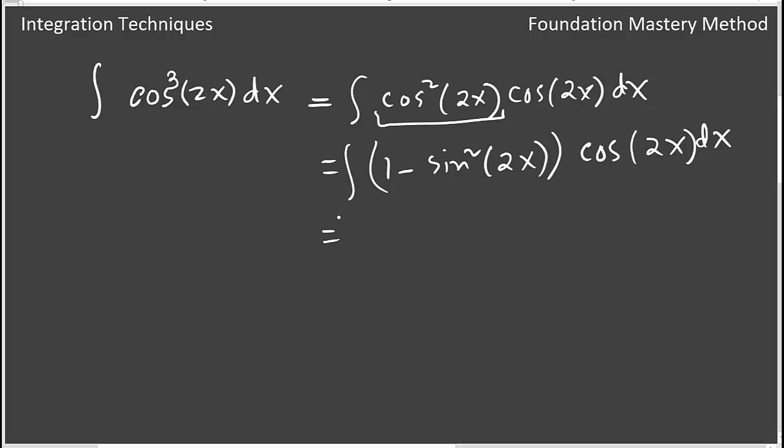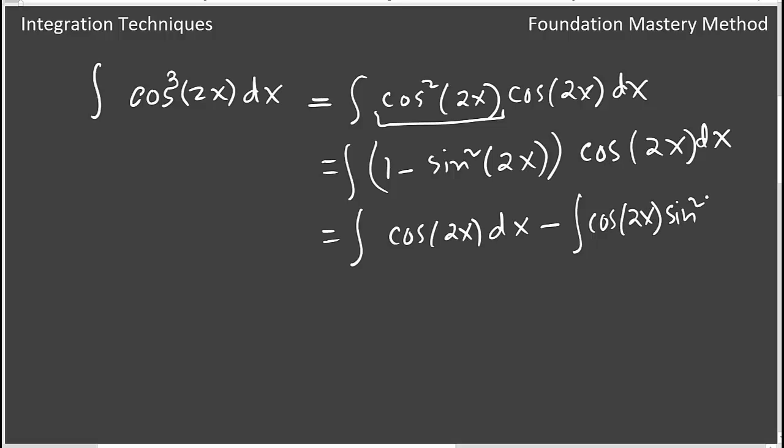Now if you just split, you get the integral of cosine 2x dx minus the integral of cosine 2x, I'm writing it first, and then sine squared 2x dx. Now this part is very simple. The integral of cosine is sine, and then we have this linear term inside, minus, now what happens here?